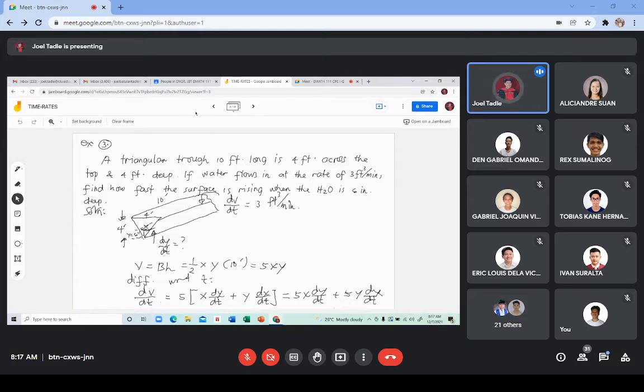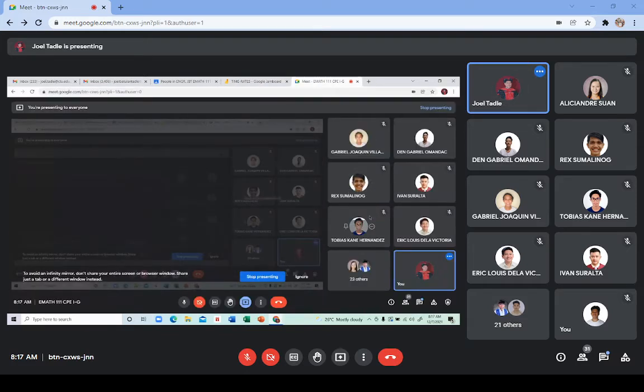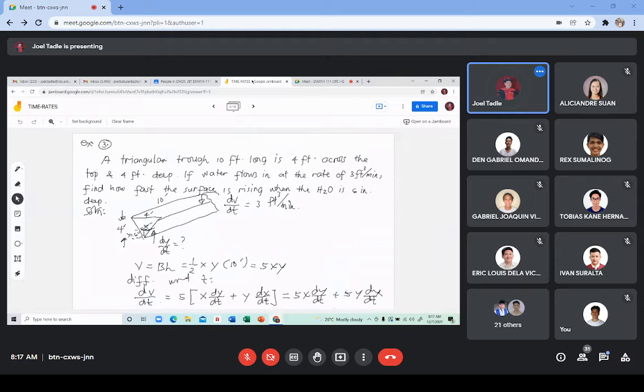Okay, this one, example number 3. Please read. A triangular trough 10 feet long is 4 feet across the top and 4 feet deep. If water flows in at the rate of 3 cubic feet per minute, find how fast the surface is rising when the water is 6 inches deep.